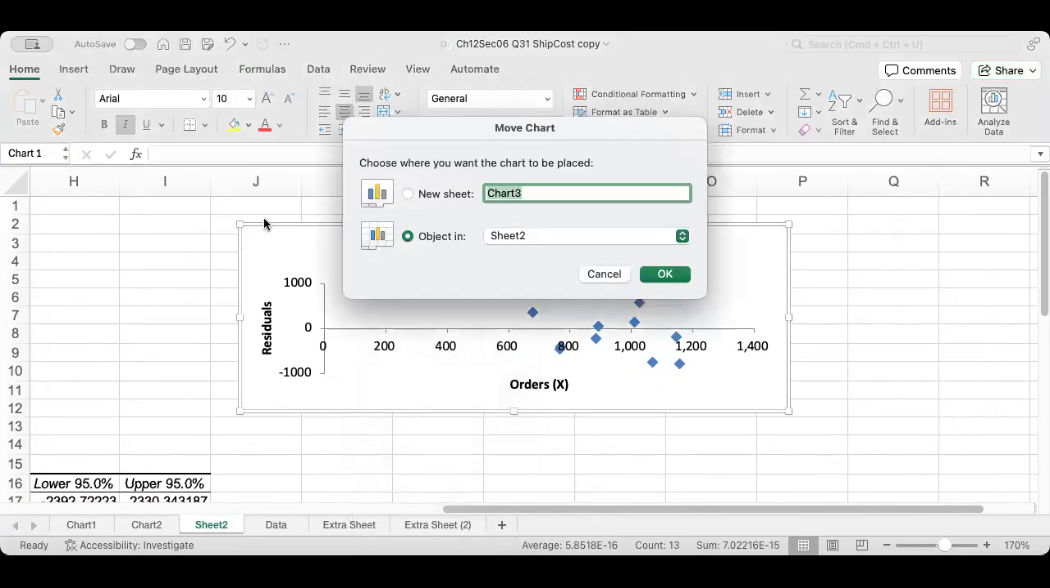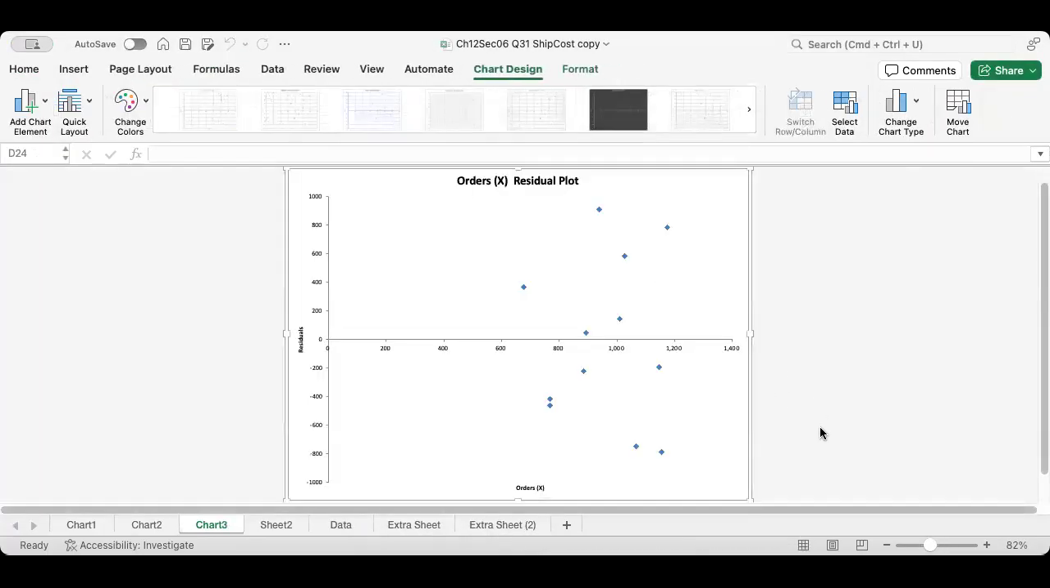Move chart to a separate sheet. Bang. Okay, so here's a question for you. As we move from left to right, do you see the data get further apart or closer together? Or does it kind of look like it's the same width all the way across?